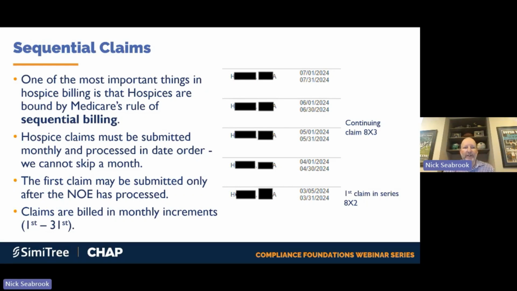So that's essentially how it works. There's no skipping of the month. It's going to reject in Medicare system, and you need to submit after the previous claim has been paid. And again, that last bullet we mentioned before, claims are billed in monthly increments, something that's important to note.